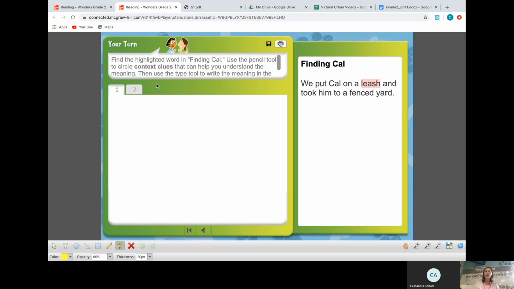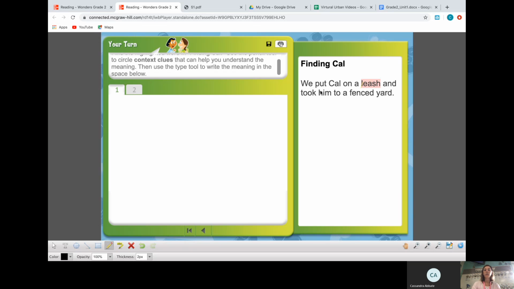All right, the directions. Find the highlighted word in Finding Cal. Okay, so I found it. What is that word? Leash. Use the pencil tool, I got it right here, to circle the context clues that help you understand the meaning. Then use the type tool to write the meaning in the space below. So let's read the sentence. We put Cal on a leash and took him to a fenced yard.